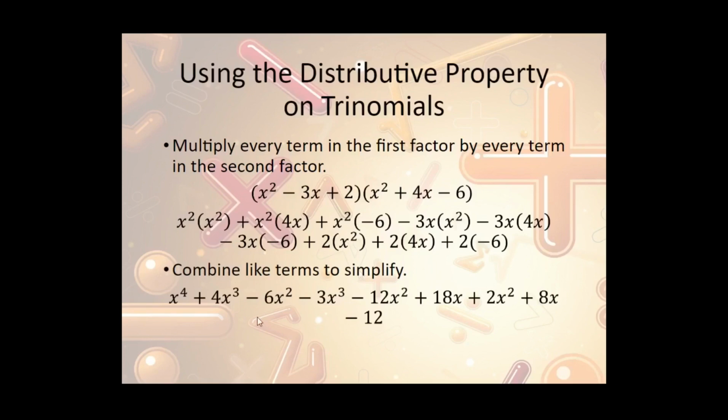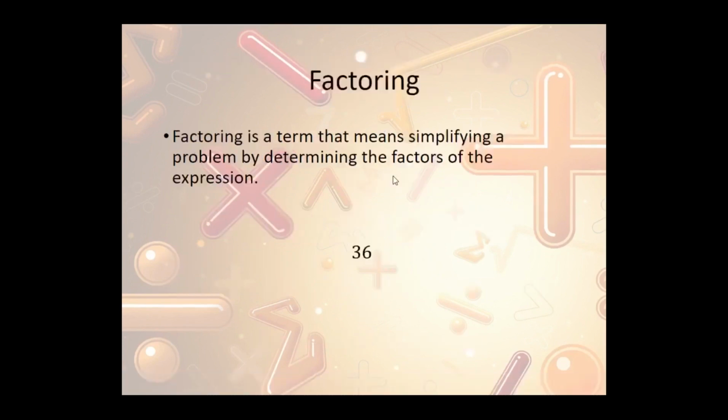So we're going to find all the x to the 4ths. Well, this is the only x to the 4th. Then we find all the x cubes. Here's an x cubed, here's an x cubed. So we have 4x cubed minus 3x cubed. When we combine those, we just get a single x cubed. Then we do all the x squareds, then all the x's, then all the constants. And when we combine them, we end up with x to the 4th plus x cubed minus 16x squared plus 26x minus 12.